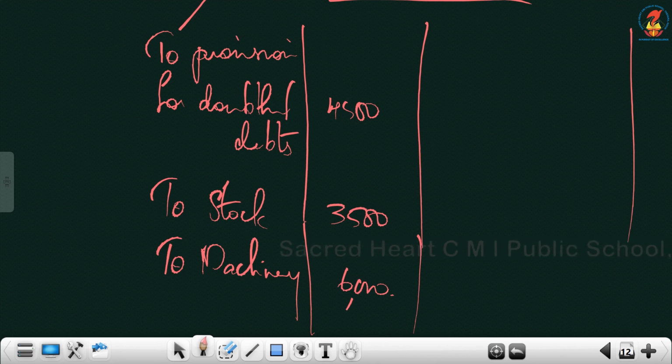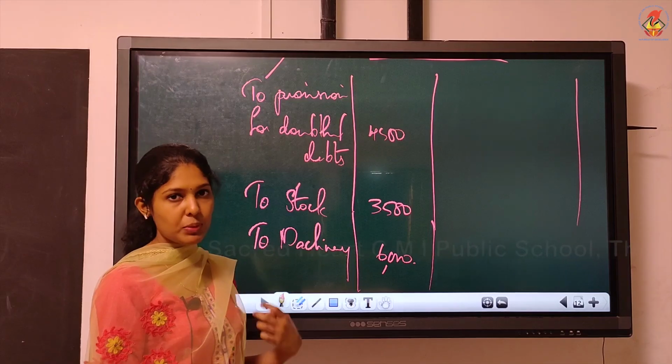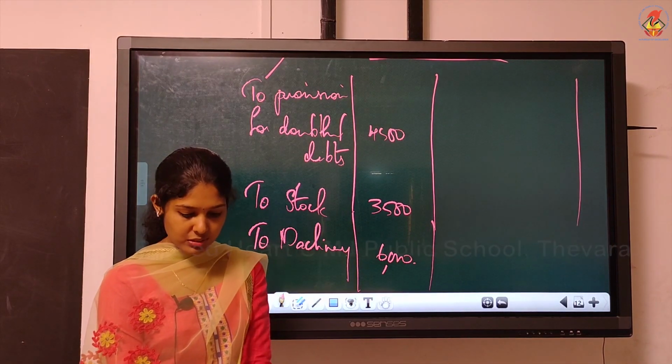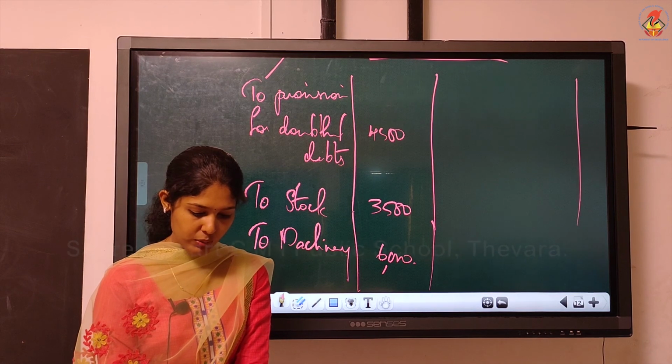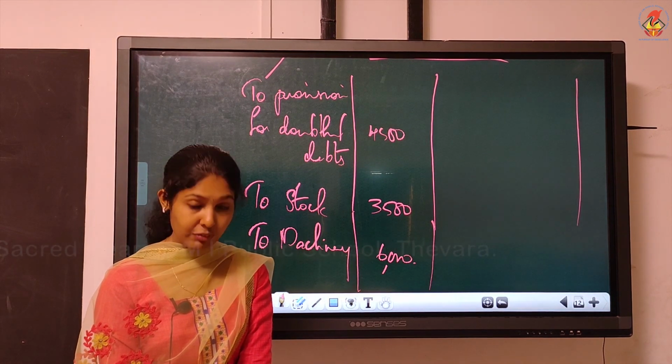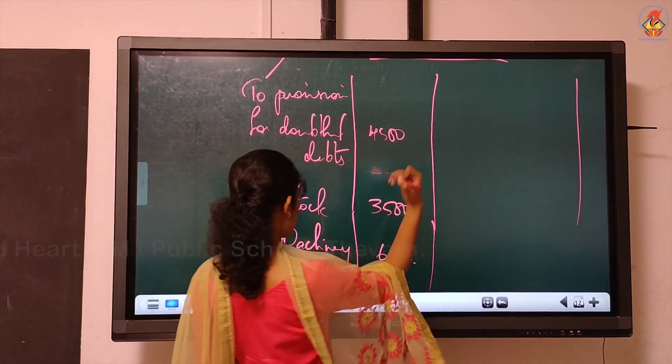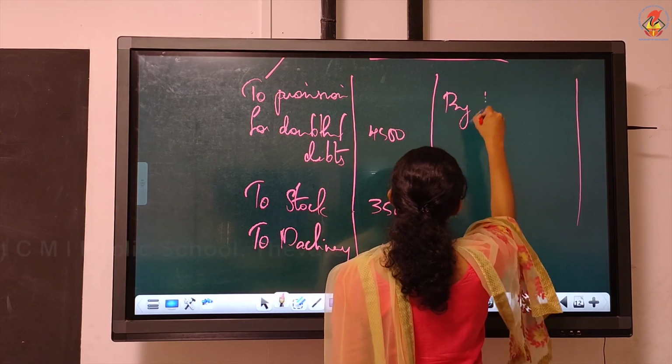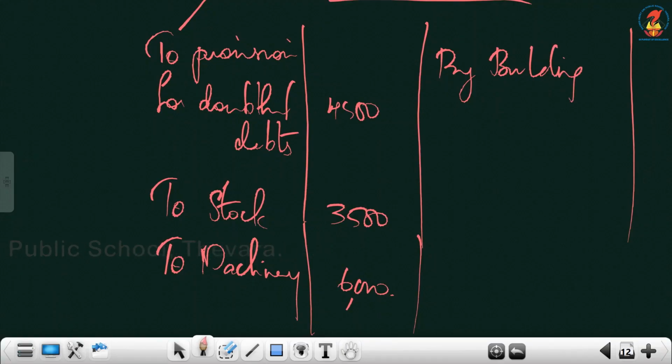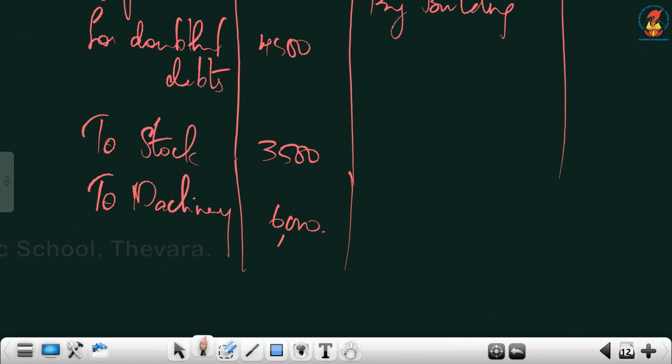Then building is revalued at 1,50,000. "At" means you have to take the difference. So earlier it was 1,40,000. Now it is 1,51,000. So it is increased by 11,000. By building, 11,000. With this your revaluation is over.